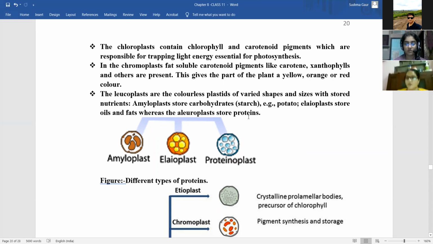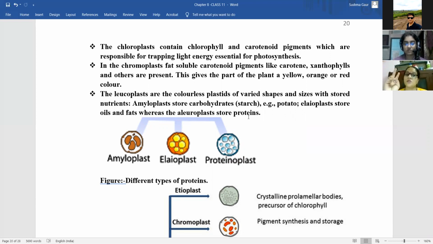Okay, so it's confusing. Should I repeat it? Yes, ma'am, the last point. Okay. So first is chloroplast, which consists of chlorophyll and carotenoid. Second is chromoplast, which consists of carotene and xanthophyll. Chloroplast will impart green color. Chromoplast will impart yellow, orange, or red color. And leucoplast is colorless.